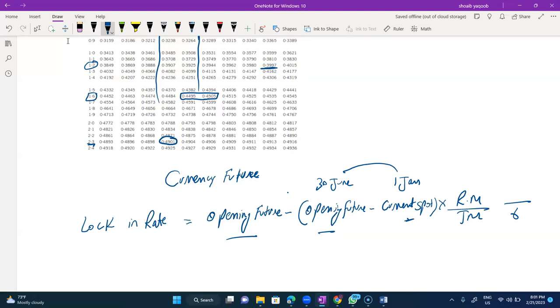Now estimate the remaining months. You have selected the June contract, but you are executing the transaction on 1st May. So remaining months are 2. You are executing the transaction on 1st June, remaining months are 1. You are executing the transaction on 1st April? No, that will not be tested. Either it will be 2 or 1. That's the lock-in rate.